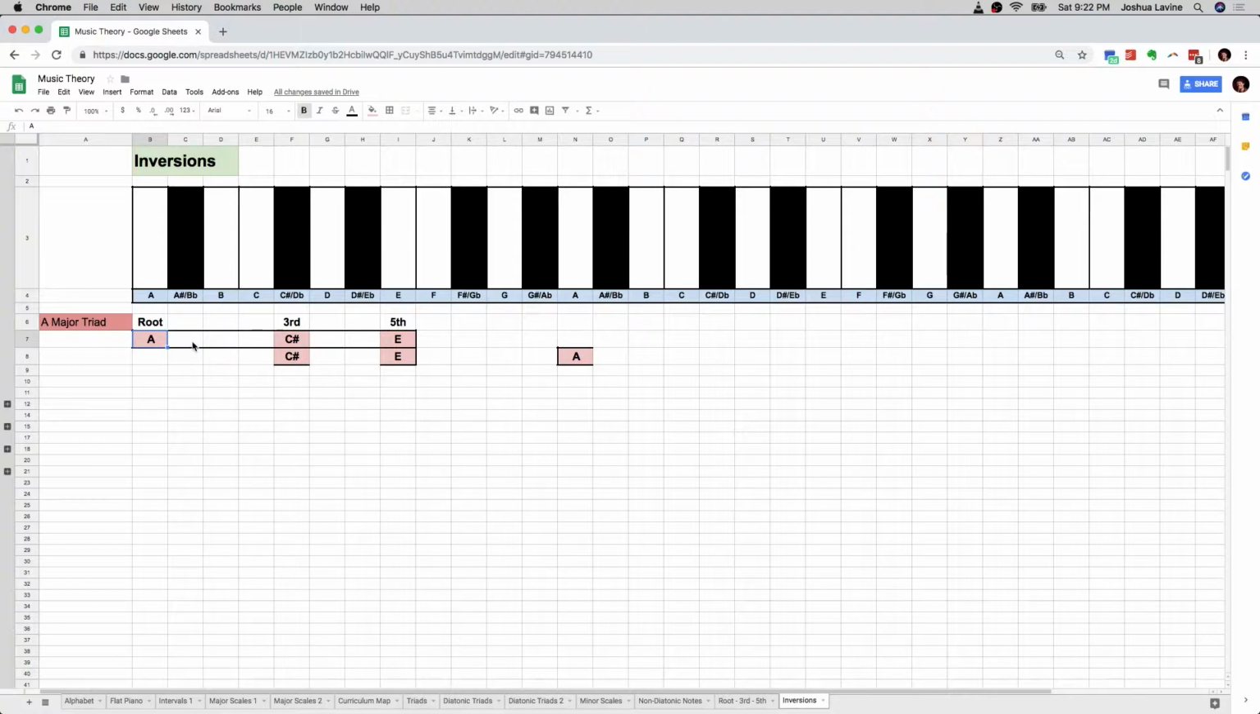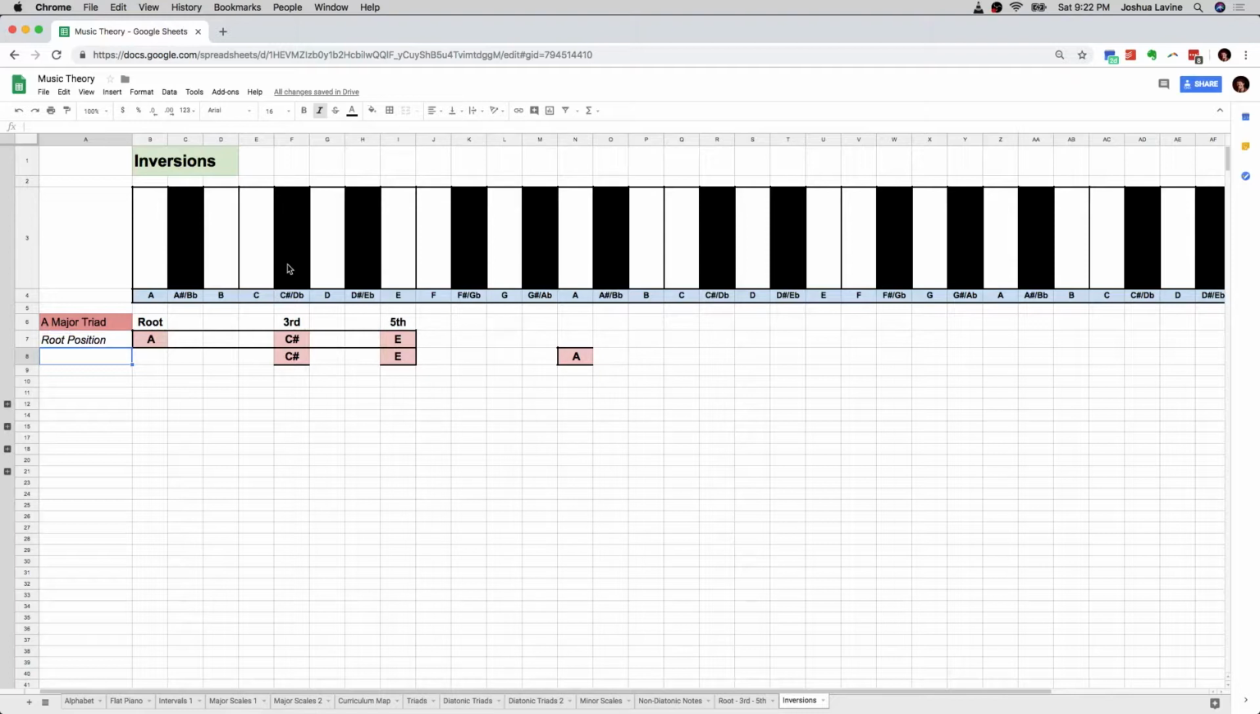And we have a name for this. If I were to play the notes A, C sharp, and E in this order and in this cluster, like I played this note, and then I put my thumb here, and then I put my first finger here on C sharp, and then I put my third finger here on this E, I would be playing the A major triad in root position.